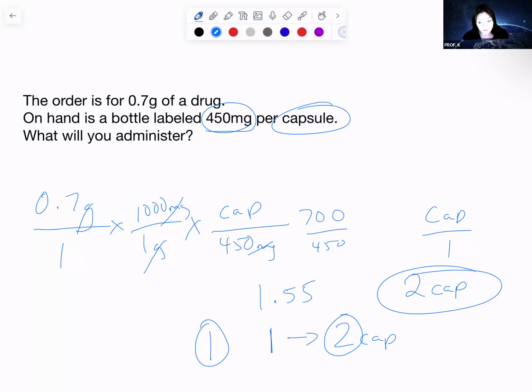No, you don't always round up for capsules, Esther. Great question. If the final answer was not 1.55, let's say the final answer was 1.35, you have to make a decision with a capsule, right? Either I'm giving 1 capsule or 2. Is 1.35 closer to 1 or to the 2? It's definitely closer to the 1. Do you understand that concept? Because in the middle is half, 1.5. So 1.35 is closer to the 1.